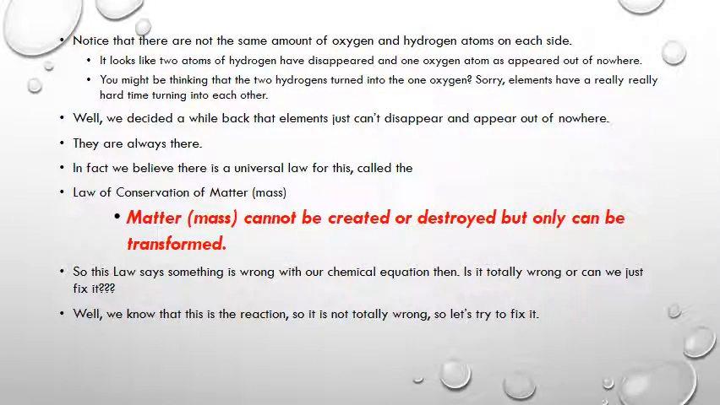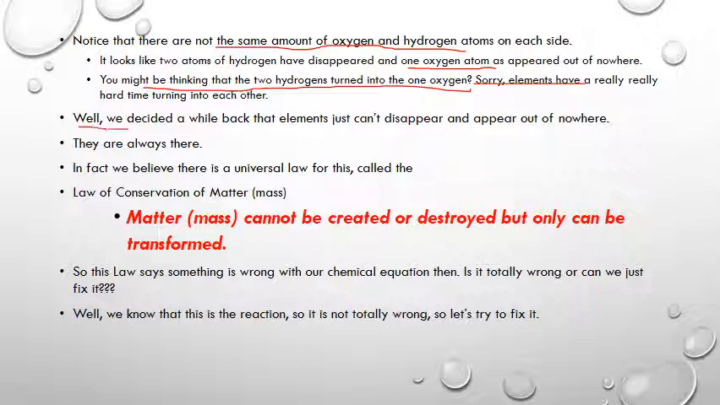Notice that there are not the same amount of oxygen and hydrogens on each side. It looks like 2 atoms of hydrogen have disappeared, gone from 4 to 2, and 1 oxygen atom has appeared out of nowhere, and the product has gone from 2 to 3. Now, you might be thinking that 2 hydrogens turn into 1 oxygen. No, sorry, that doesn't happen. Elements don't turn into other elements. That's really hard to do.